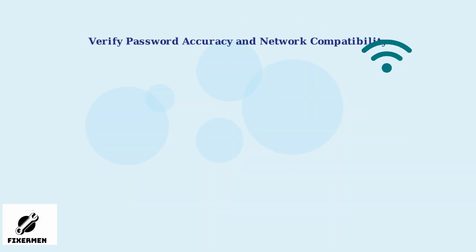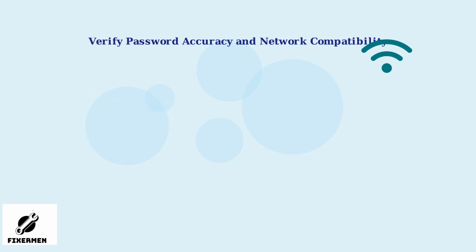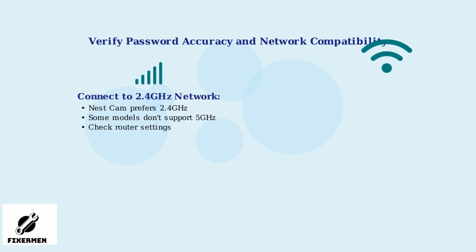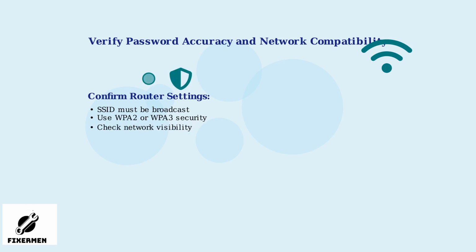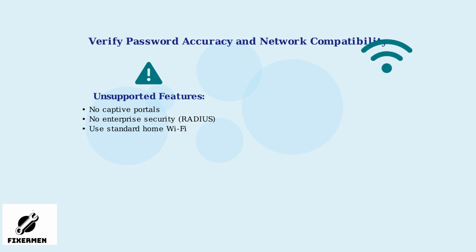The most basic yet crucial step is to meticulously verify your Wi-Fi password. Remember, passwords are case-sensitive, and even a single extra space can cause the error. Ensure your Nest Cam is connecting to a 2.4 GHz Wi-Fi network, as some models don't support 5 GHz. Also, confirm your router is broadcasting its SSID network name and is using WPA2 or WPA3 security protocols. Nest Cams typically don't support captive portals or enterprise-level security like Radius.